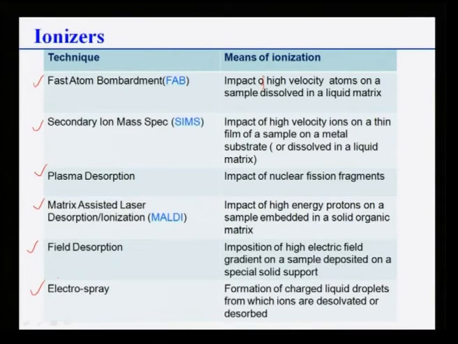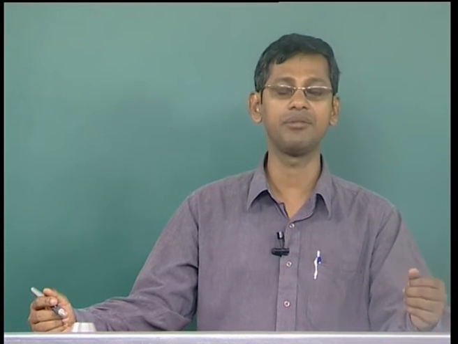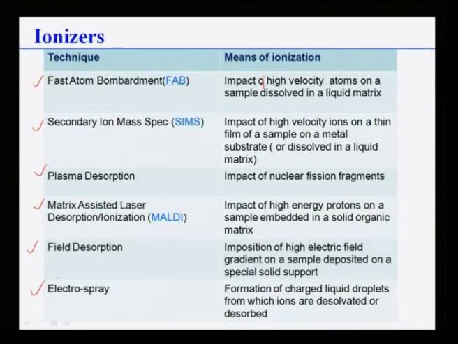Electrospray is basically very simple, much simpler than all these techniques. It is nothing but formation of charged liquid droplets from which ions are desolvated. You can create charged liquid droplets by using an electrical field, or just spray using an electrical field, and then you can desolvate. So these are the different techniques of ionization. You see, SIMS is one of the techniques of ionization, not only SIMS, there are many other techniques. That's why I want to discuss mass spectroscopy together.